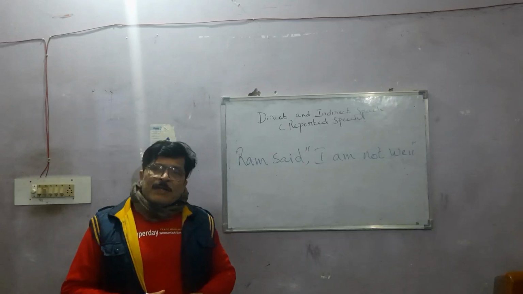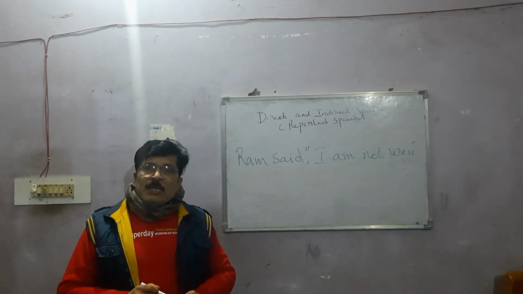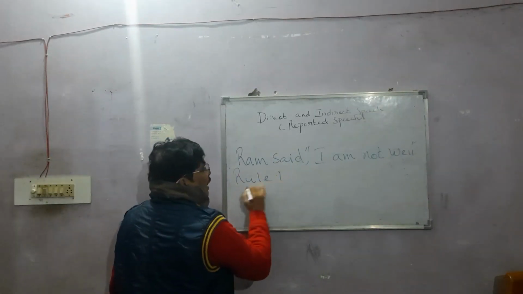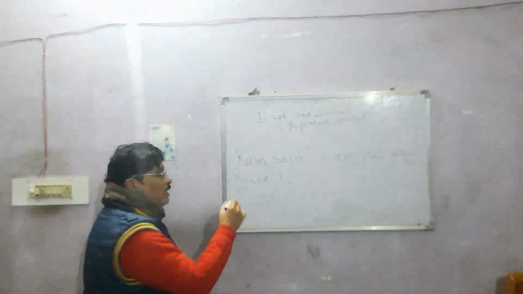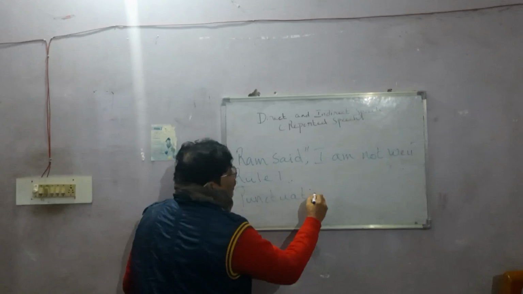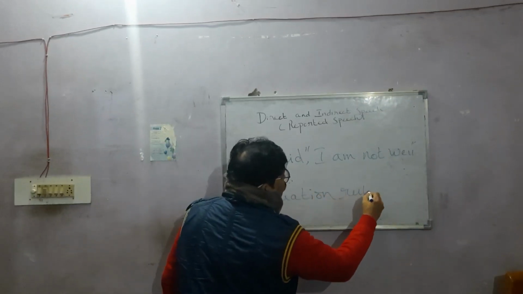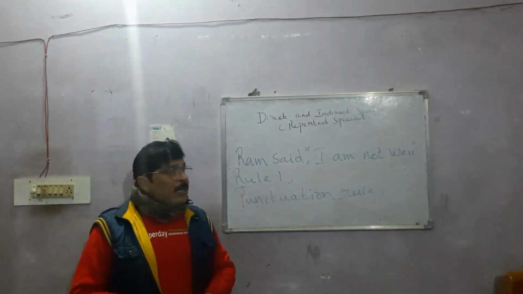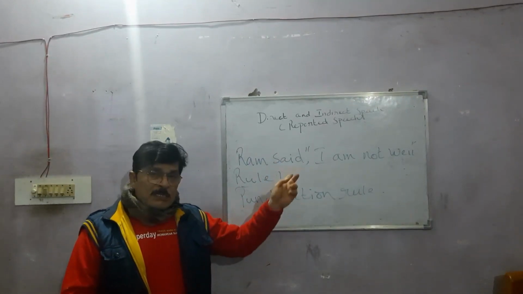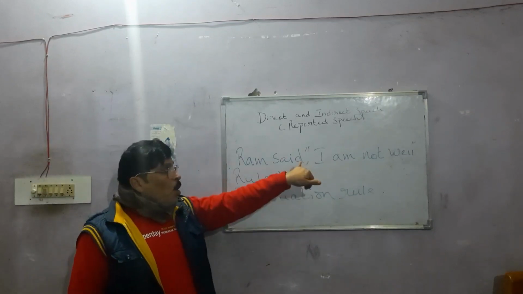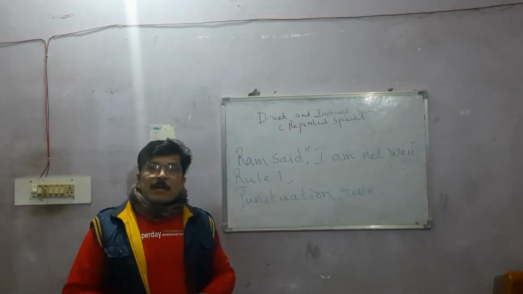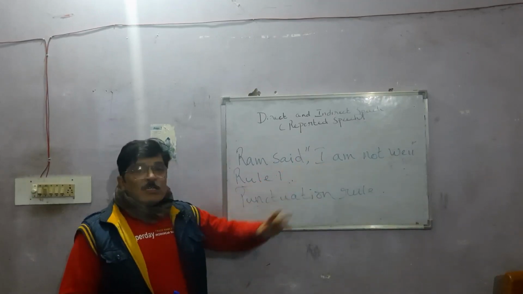Now, to start, rule number one is called the punctuation rule. What do you mean by punctuation rule? You have to know what the punctuation rule is. What are the punctuations in this sentence? If you look at this sentence very carefully, you will see the punctuations there: the comma and the inverted commas. These are the punctuations being used here.